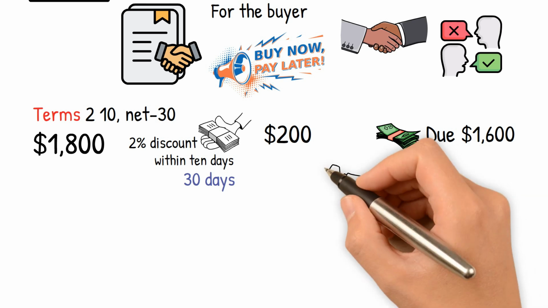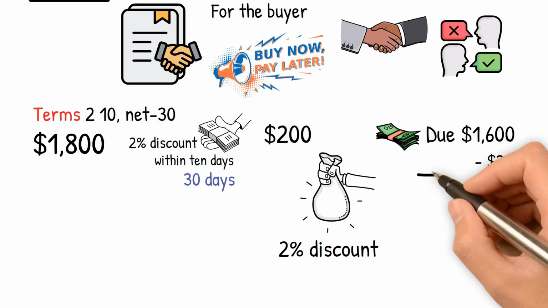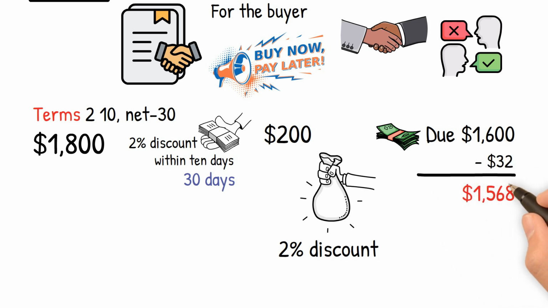If it pays within 10 days, the company is eligible for the 2% discount, so the discount amount is 2% times $1,600, which is $32. Therefore, the cash price comes to $1,568.